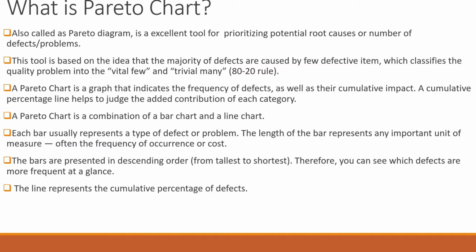And the line chart is basically used for the cumulative percentage of the defects. The bars are presented in descending order from the tallest to the shortest. Therefore you can see which defects are more frequent at a glance. So we will understand all the points while creating the Pareto chart.